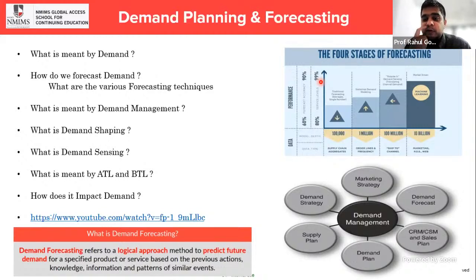So on service, when we talk about service rates, there's a term called on time in full. You have to be on time means on time. In full means in full, right? And the same product, same location, same time.